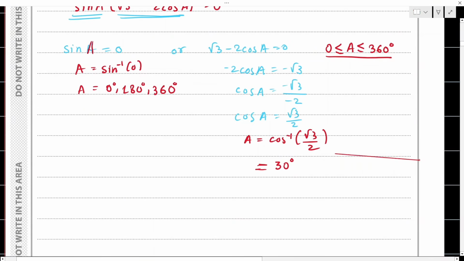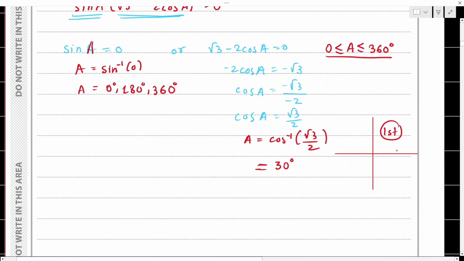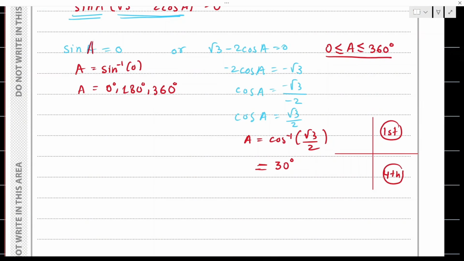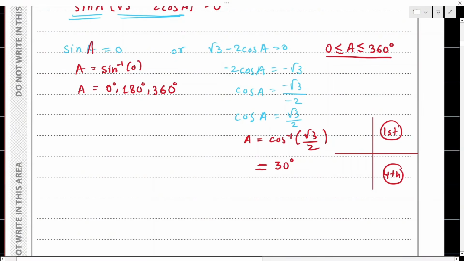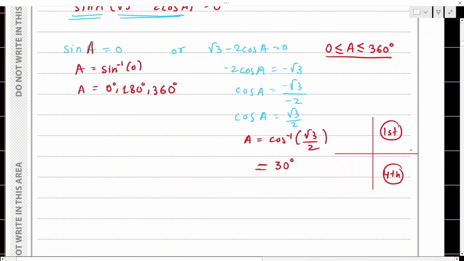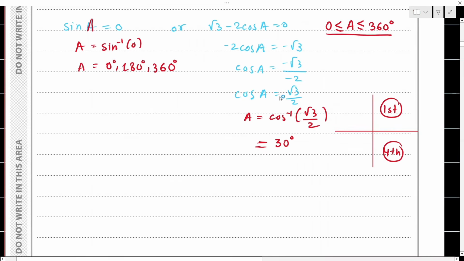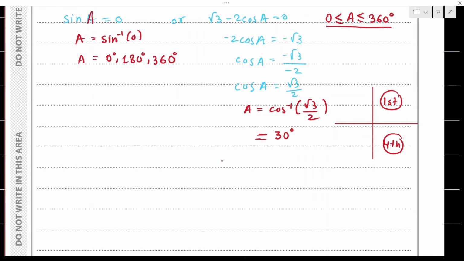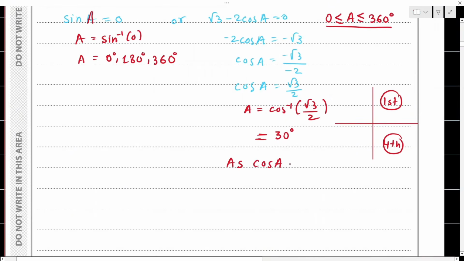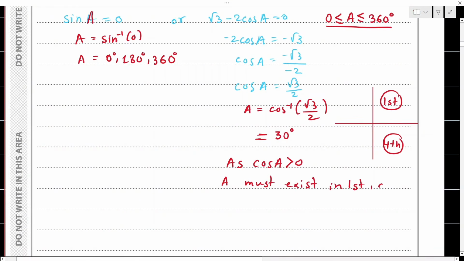We know that our cos function is positive in two different quadrants. In the first quadrant, our cos function is positive, and in the fourth quadrant, our cos function is positive. What this means is that any angle in the first quadrant will give a cos value that is positive, and any angle in the fourth quadrant will give a cos value that is also positive. So in our case, we have an angle of 30 degrees, which is in the first quadrant. We have to find the angle in the fourth quadrant that will give the same value with the same sign. As our value of cos A is greater than 0, is positive basically, our value of A must exist in the first and fourth quadrant.